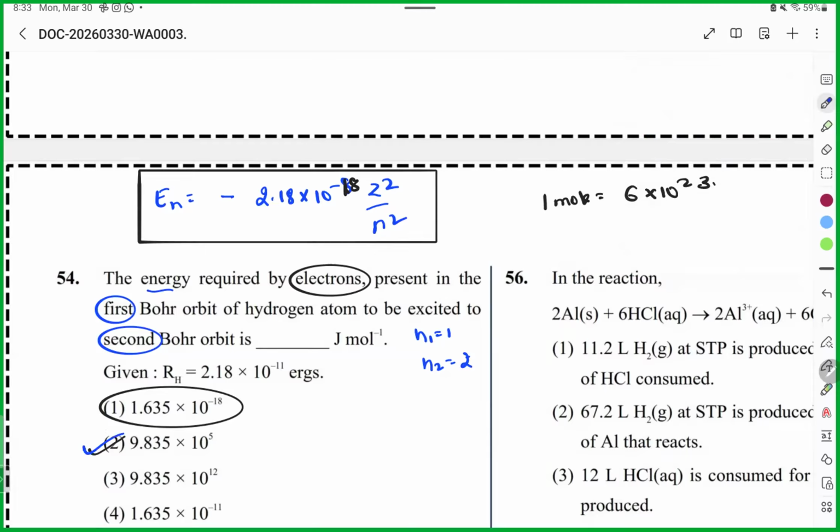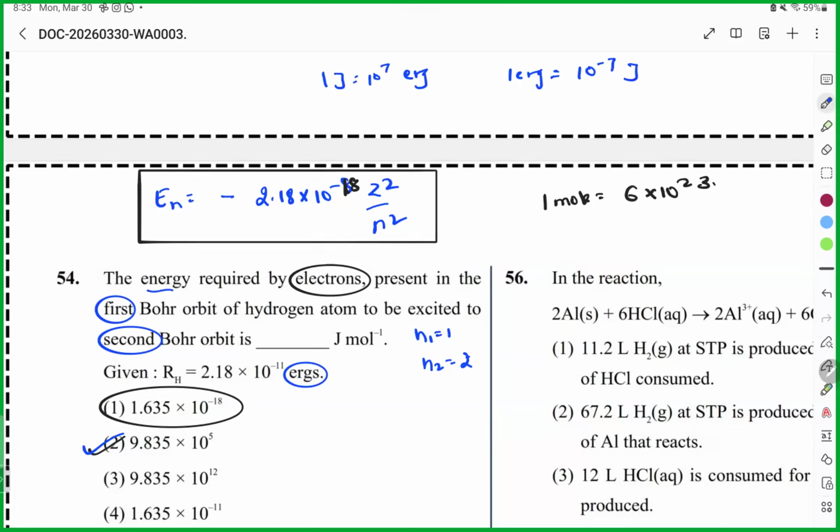Remember, it is given in the ERG. We have to convert this into joule. 1 joule is equal to 10 raised to power 7 ERG. So 1 ERG is equal to 10 raised to power minus 7 joule. Then you get this, right?